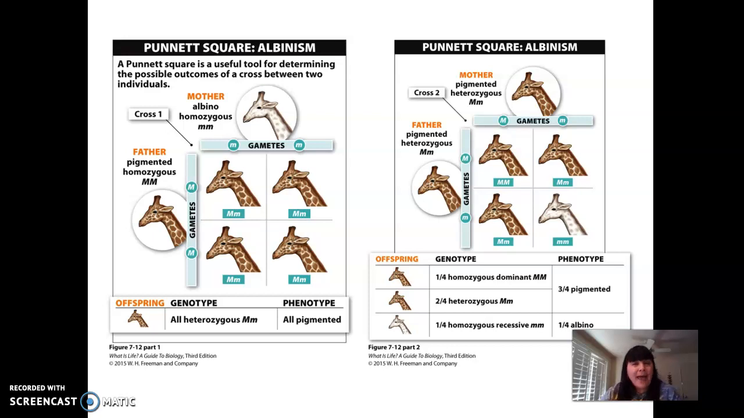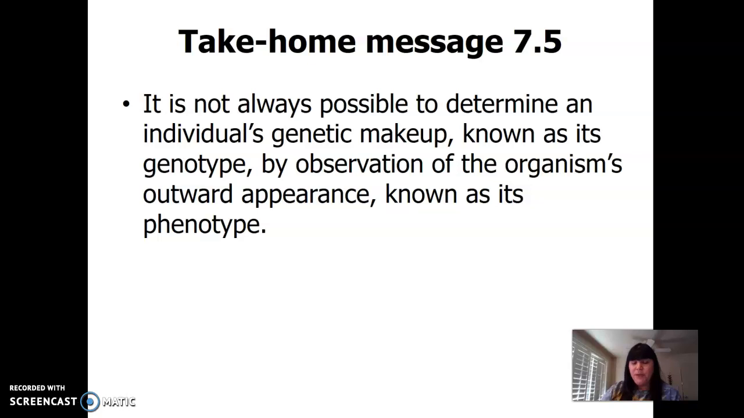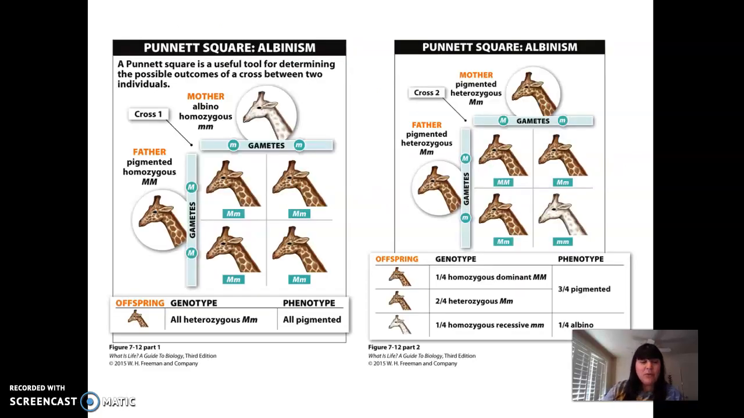So in lab, we're going to do Punnett squares. Plus, I'm going to have a video for you to watch on how to do Punnett squares. You need to know how to do Punnett squares. You will be held accountable to know how to do Punnett squares on the test. So in the book, they show you how to do them. I'm going to have a video on how to do them, and we're going to do them in class.